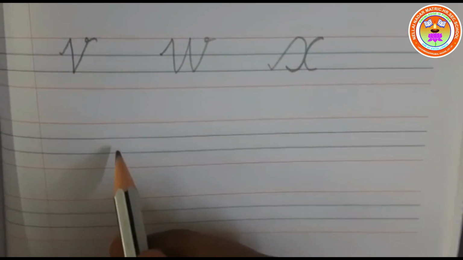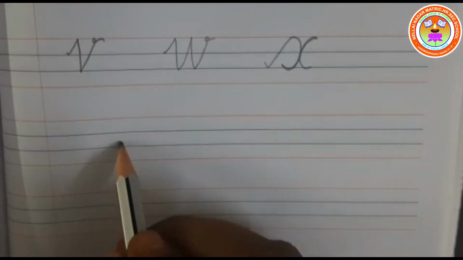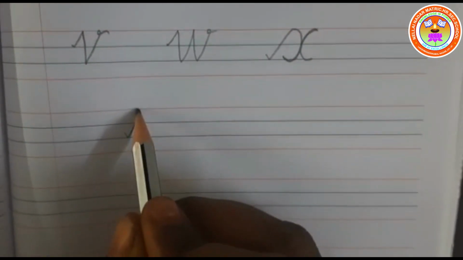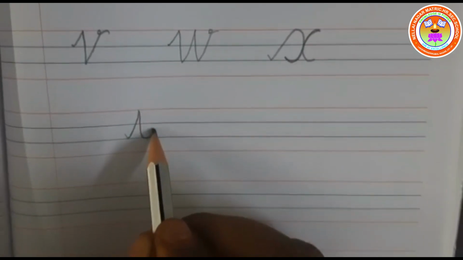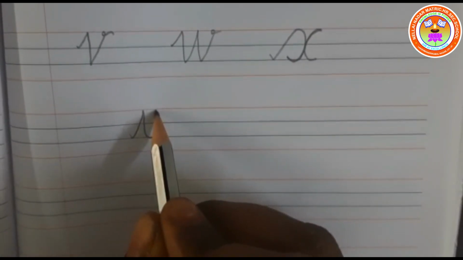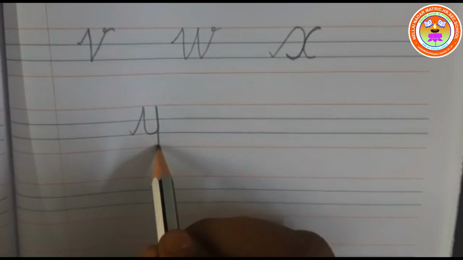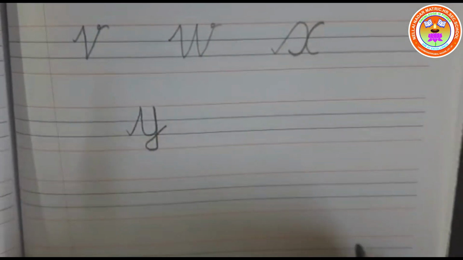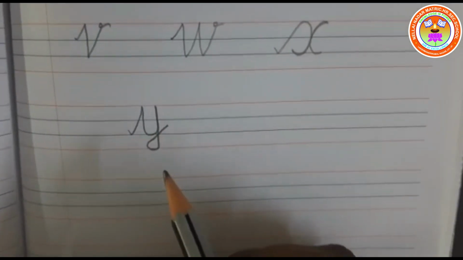Now capital letter Y. For Y also put a long tick and write Y. Long upward curve. Okay, then come down, touch the last red line and put a tail. This is capital letter Y.